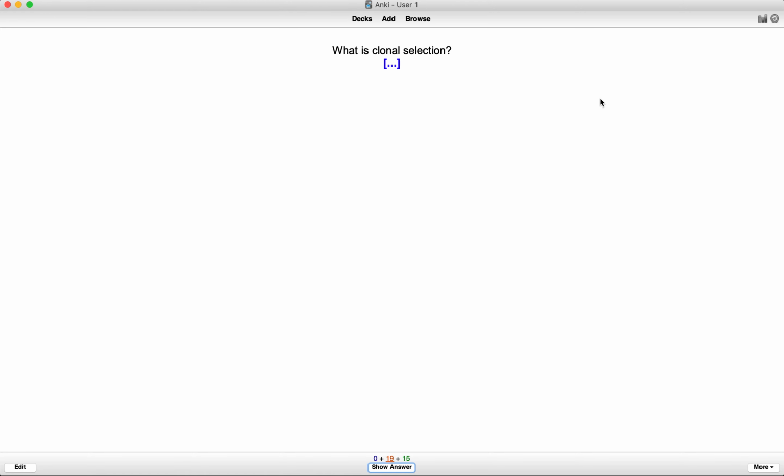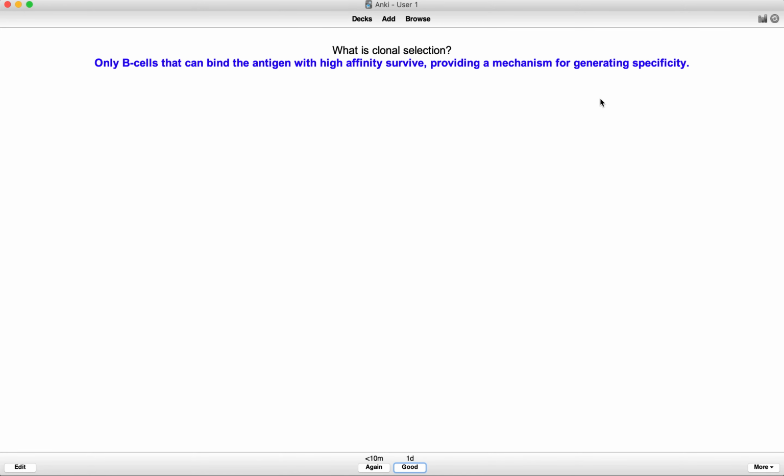Clonal selection is the process of only allowing B cells that bind to the antigen at high affinity to survive, while B cells that bind to antigens at low affinity die out.